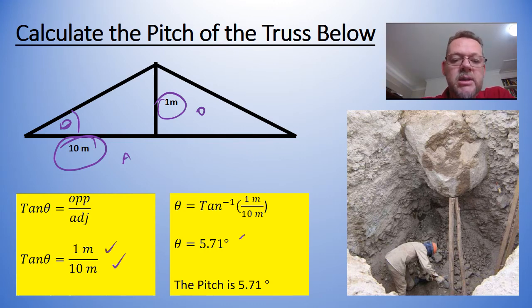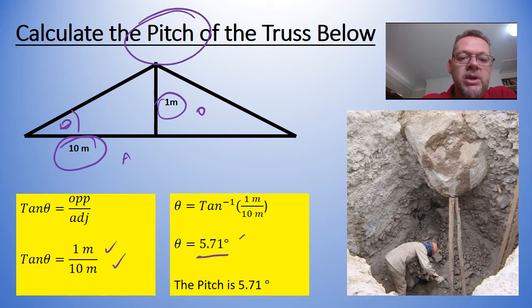Now what you're going to need to do is to use your shift button. So we're going to type in shift tan, and that'll come up with an open bracket. Press 1, then your fraction sign, and then press 10. Close your bracket and press equals. Now it should come up with 5.71. Now remember to give that answer meaning by putting a degree sign in there, because it's the pitch, and the pitch is the angle the roof makes with the horizontal.